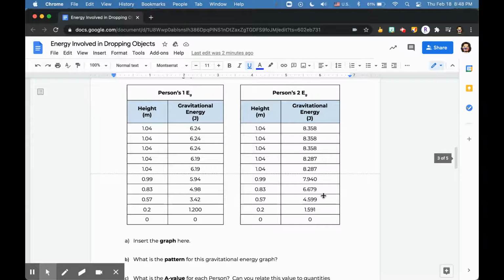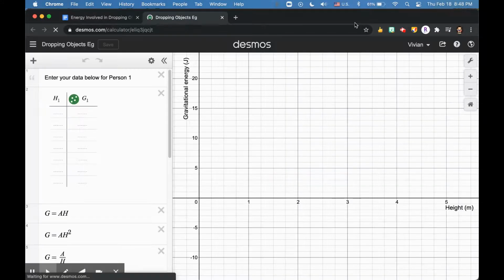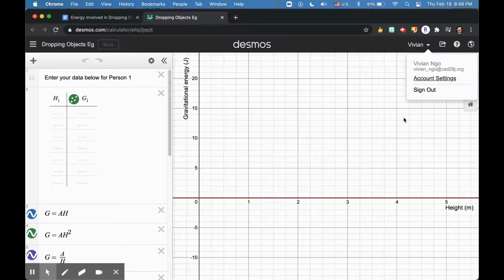So I have two different data tables right here. I'm going to open up Desmos, wait for it to load. And then first thing you want to check is, are you signed in? If you are not signed in, go ahead and sign in. And then if you notice here, we have H and G instead of X and Y. The H stands for height and the G stands for gravitational energy. So enter your data below for person 1.